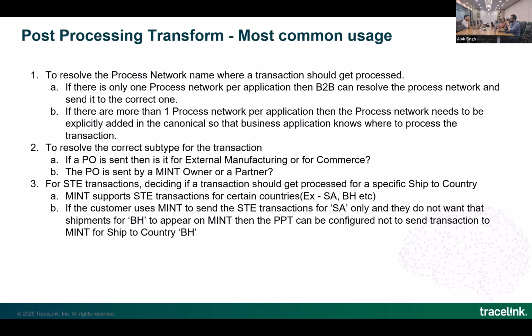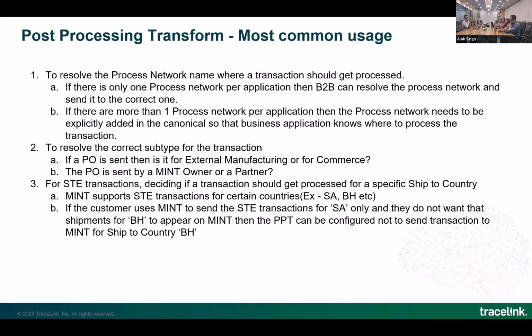So even if a customer does not want to use Mint for, let's say, Bahrain country, right? Even then the transactions would show up on Mint and it would obviously fail because there are no link partners, right? But customers do not want to see those transactions on the Mint UI because they are not using Mint for Bahrain country. So in those cases, there is another option where post-processing transform can be used to limit the set of countries for which transactions should get processed.